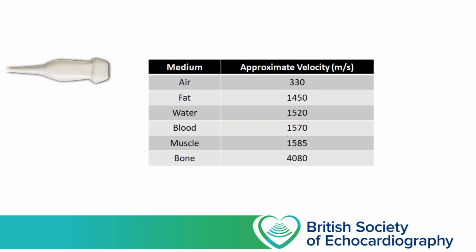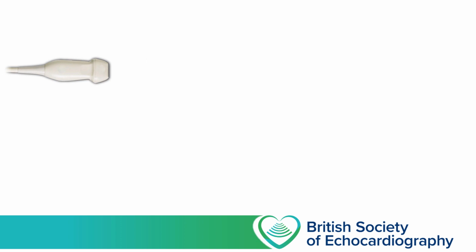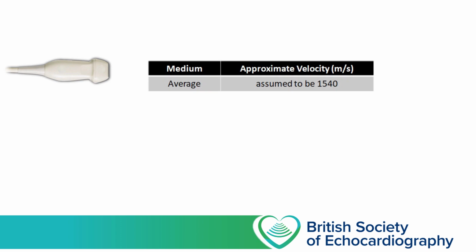Another of the key characteristics of our wave is the propagation velocity, the speed at which the wave moves into our patient and then back towards our probe later on. The speed at which the wave moves is dictated by the medium it's moving through. You can see in this table that the wave will move through different tissues within the body at different speeds. Seeing as the ultrasound machine doesn't know which tissue the wave is moving through, it assumes that the wave is travelling at a constant velocity of 1540 meters per second.